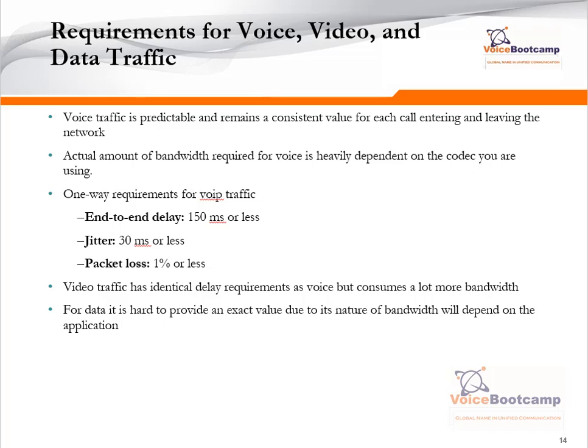So what are the requirements for voice, video, and data traffic? Voice traffic is predictable and remains a consistent value for each call entering and leaving the network, such that a call cannot be more than 64K or 8K. The actual amount of bandwidth required for voice is heavily dependent on what codec you're using. The one-way requirement for VoIP traffic is to make sure that end-to-end delay does not exceed 150 milliseconds. Jitter should be 30 milliseconds or less, and packet loss should be 1% or less.